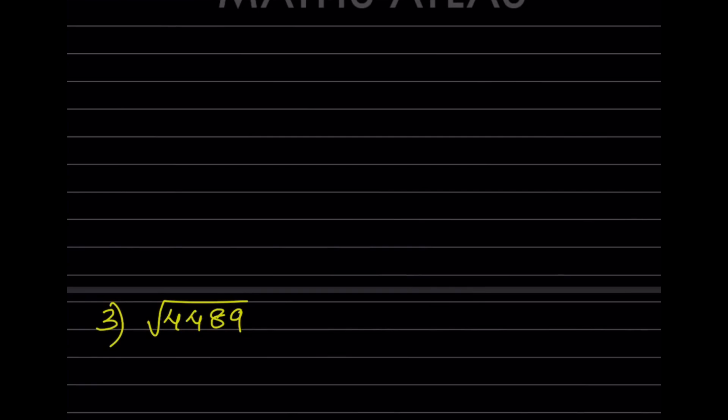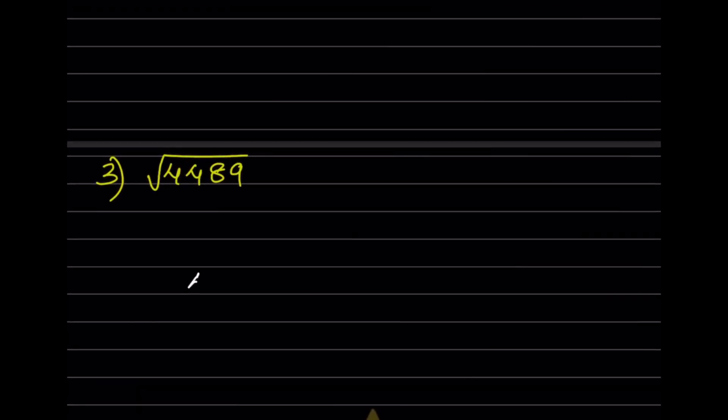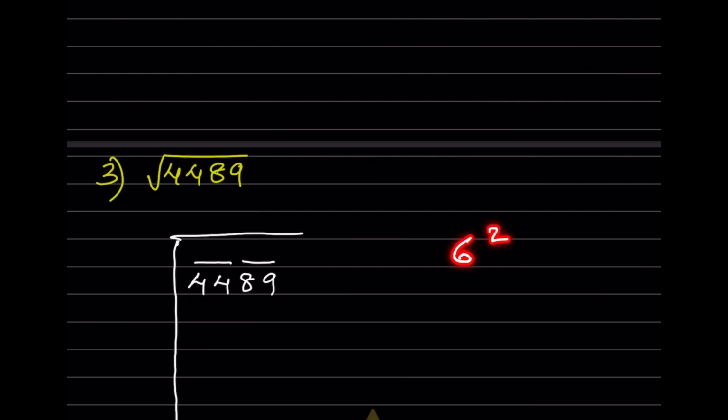Now let us look for this number, 4489. Again, we are going to divide it into 2 pairs. Now here, see here, this is 44. 44 means either you get 6 square will be 36 and 7 square will be 49. So we are going to consider 6 square because 49 is a bigger number. So we'll write here 6 6s are 36.